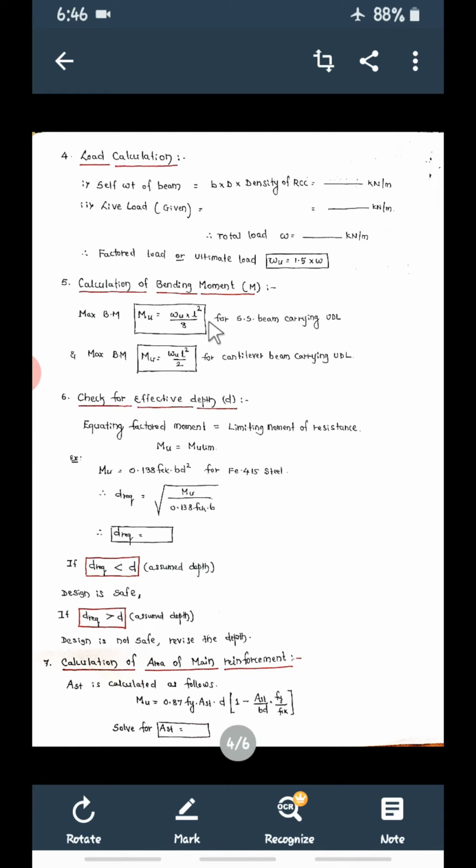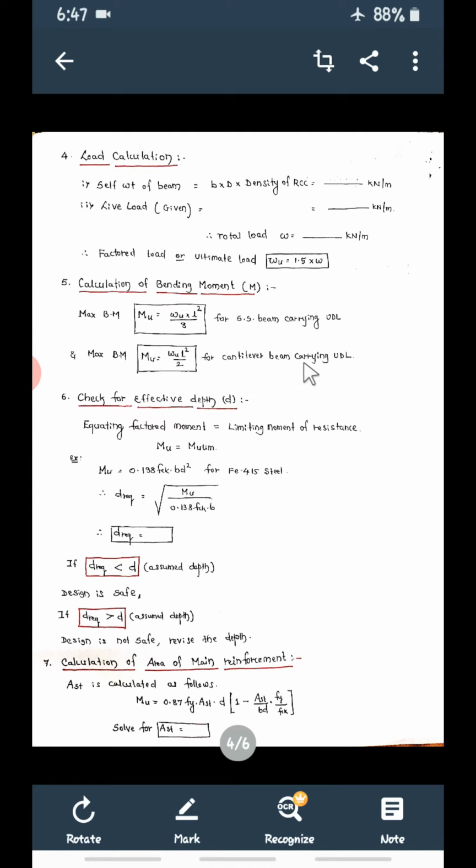Okay, maximum bending moment will be at the center of the beam. So Mu is equal to what? WL square by 8. So this is Wu into effective span square divided by 8. If it is a simply supported beam, maximum bending moment will be WL square by 8.